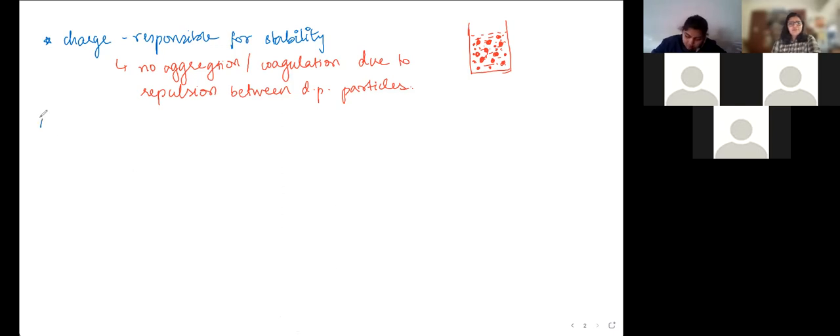So now we'll look at why these particles are charged. Where is this charge coming from? Miss, what does DP stand for? Dispersed phase. The dispersed phase particles, the colloid particles.